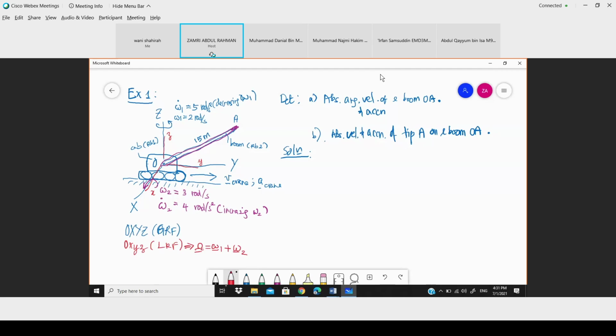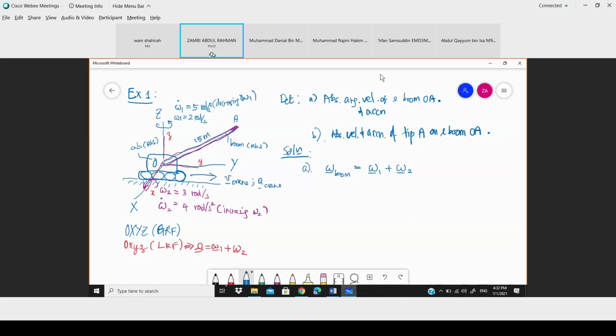So the absolute angular velocity of the boom OA. We see that boom OA is mounted on the cap, which is rotating at omega 1, while the boom is rotating at omega 2 relative to the cap. Therefore, for part A, we will say omega of the boom, which is absolute, is going to be equal to omega of the cap, which is omega 1, plus omega of the boom relative to the cap, which is omega 2.